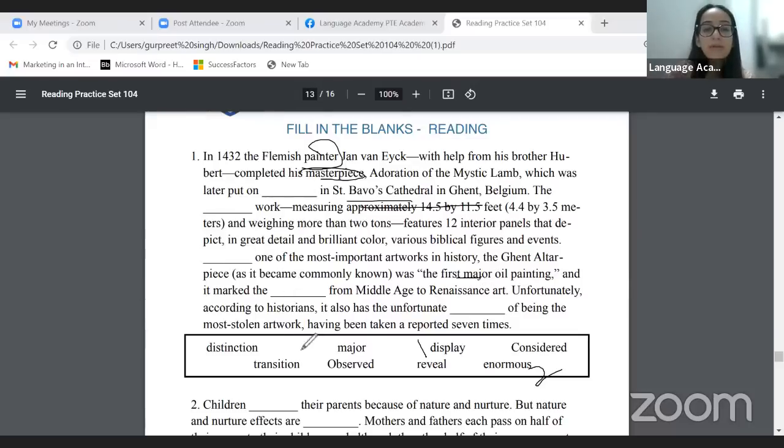Now, what we have in capitals is observed, one of the important artworks, or considered. So for a painting, we can consider it as an important painting. We cannot observe it as an important painting.